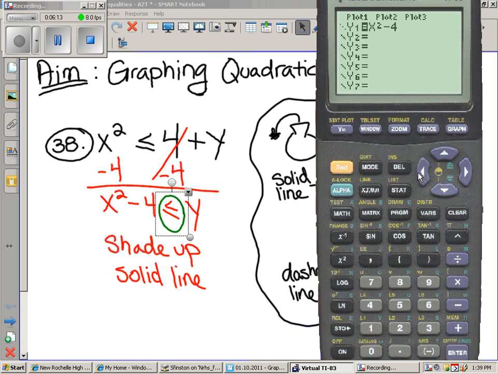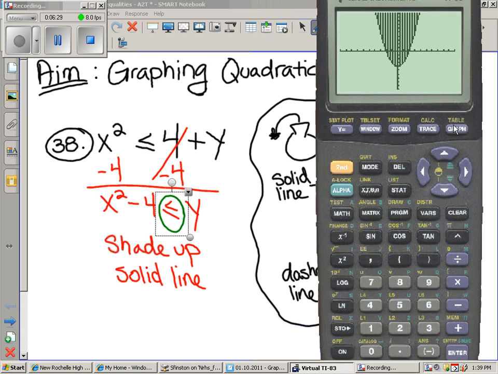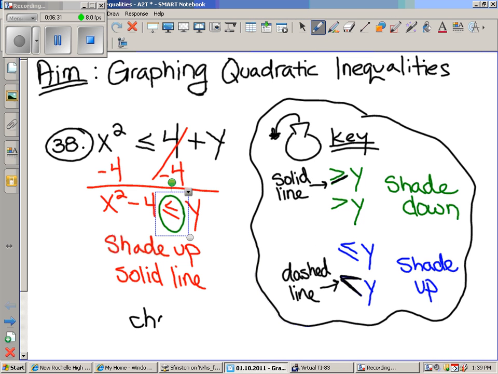So let's go back. Now let's produce a graph of the image of this equation on our board right here. We're going to be shading upwards, and you want to look in your answers for possible choices that look like this. And which choice looks like that one? Yeah, choice 1. Very nice.